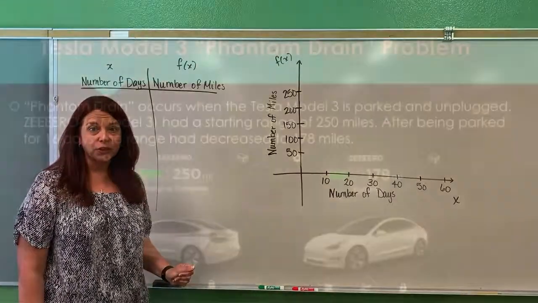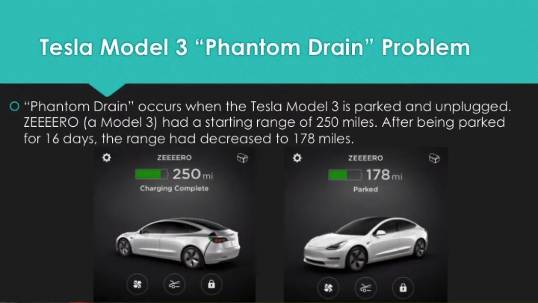I've got a task for you to consider. Consider the Tesla Model 3. There's a phantom drain problem that we're going to tackle. The phantom drain occurs when the Tesla Model 3 is parked and unplugged. A Model 3 has a starting range of 250 miles. After being parked for 16 days, the range, though, has decreased to 178 miles.